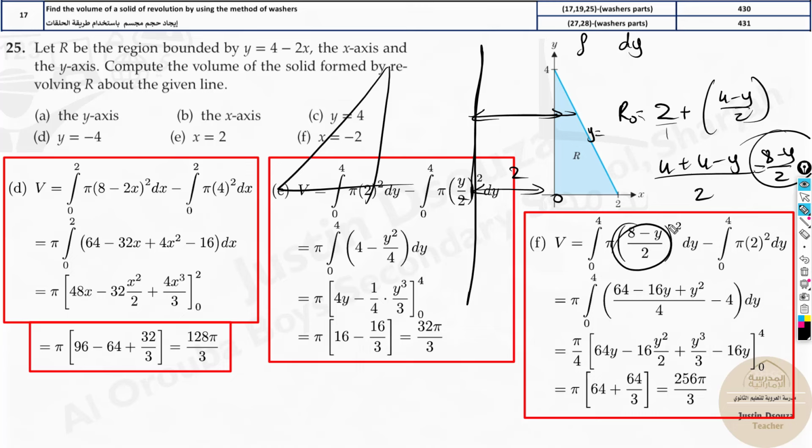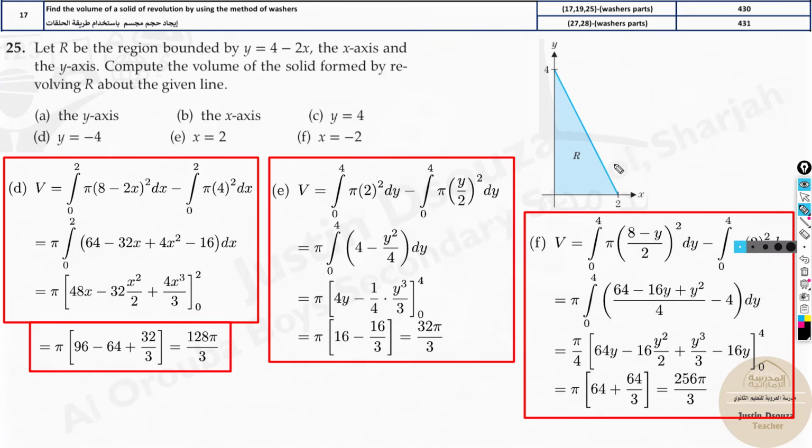(8 minus y) by 2 the whole square, minus what is the inner radius? It's just 2 square. Now you don't need to write this pi inside, you can just write pi outside at once. Everything like we had used just a while ago, right? So I'll just do the last part over here.